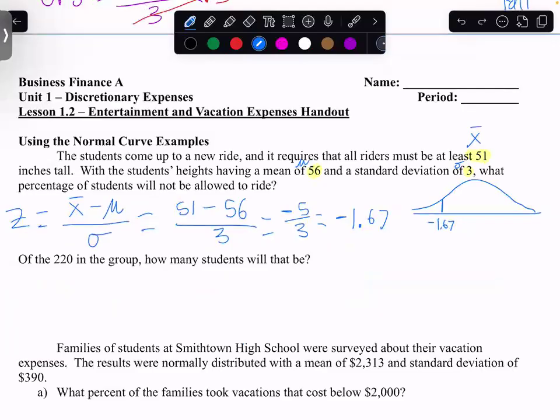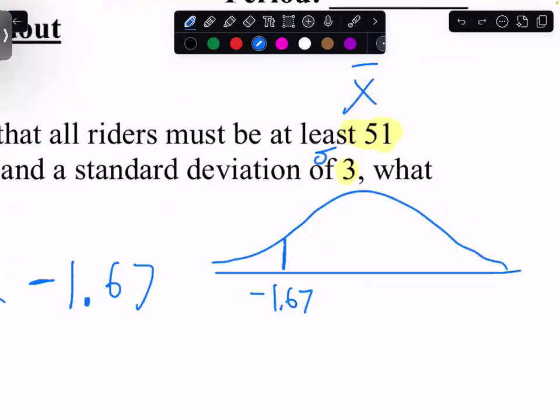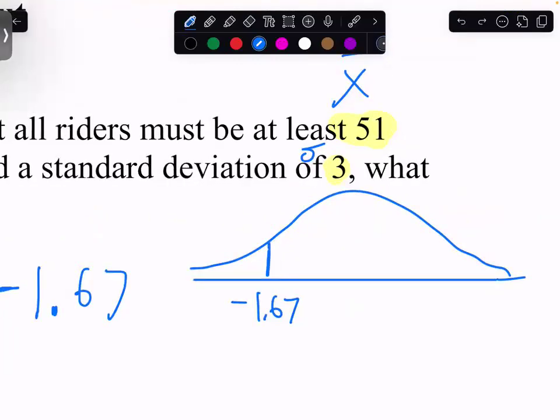In this problem, we want to know what percentage of students cannot ride. And the students who can't ride means that they're shorter than this height. Okay, so to figure out how many students are shorter, that means their height is lower, so you want to the left. All right, so go ahead and shade in the part of the curve to the left of that line.